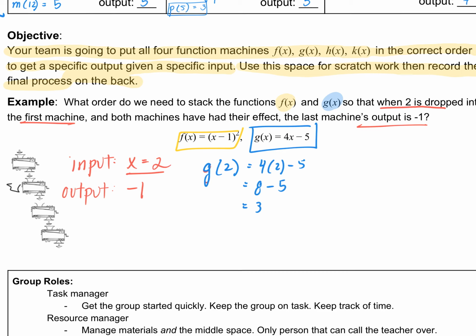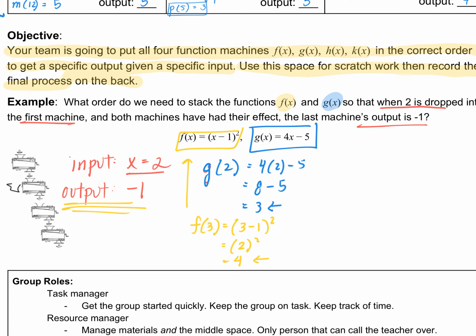So if I'm stacking machines, I now have a new value of 3 that I'm going to plug into the remaining function. So I'm going to go to f of x and do f of 3. I'm going to evaluate the function f at a value of 3, so f of 3 is equal to (3 minus 1) squared. That's 2 squared, which is 4. So my final output here is 4. The goal, though, was to get -1. I didn't get -1, so this order doesn't work.